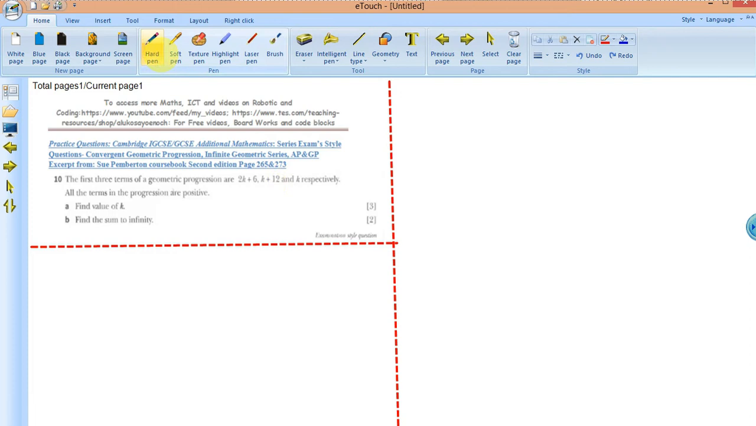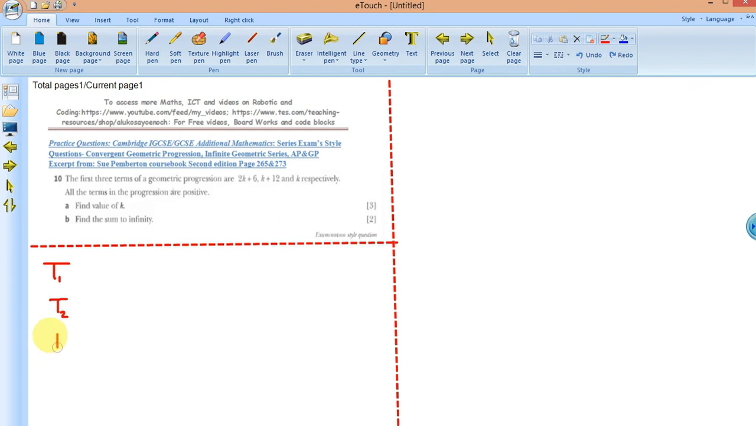Okay, so I may need not to write so many things now. Don't forget that we have the first three terms here. Let's go ahead and write. I'm sorry about that. So t1, t2, and t3 are given. So we are given the first three terms, right? So t1 is 2k plus 6, and the second term is given as k plus 12, and the third term is given as k.